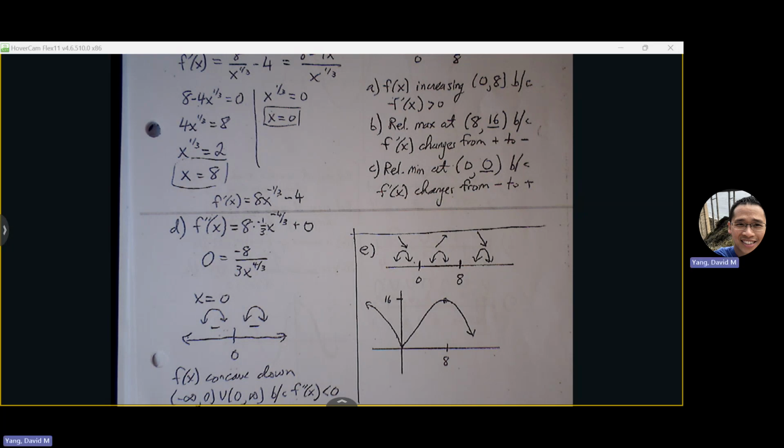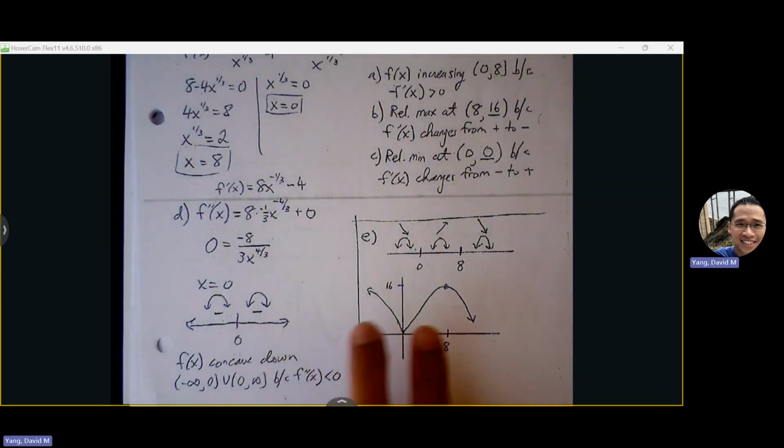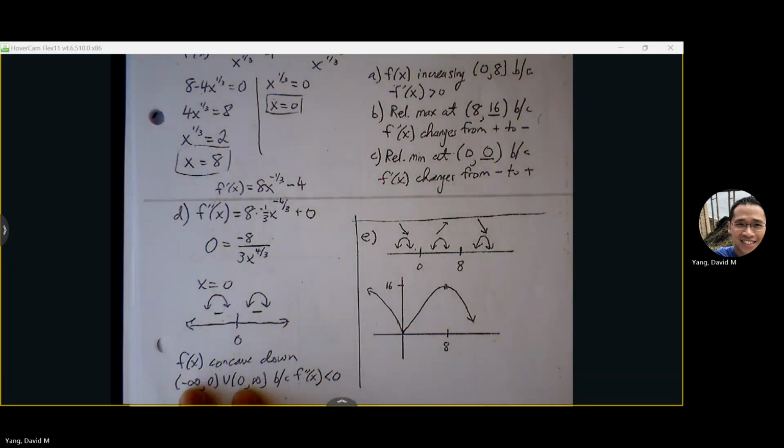So from these ordered pairs, and from our graph here, we know there's a sharp turn at 0 since our slope is undefined at 0. We know there's a relative max at 8. We know the graph is going to be concave down for the entirety of the graph. And then the statement about concave down is all real numbers except at 0 because f double prime is less than 0.